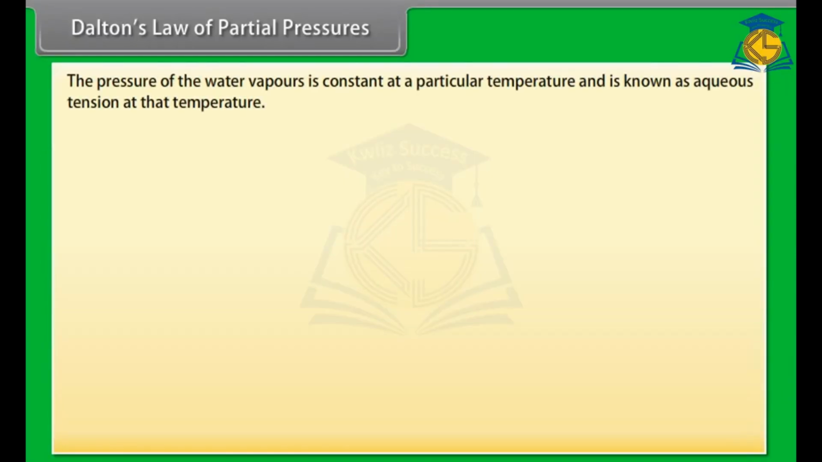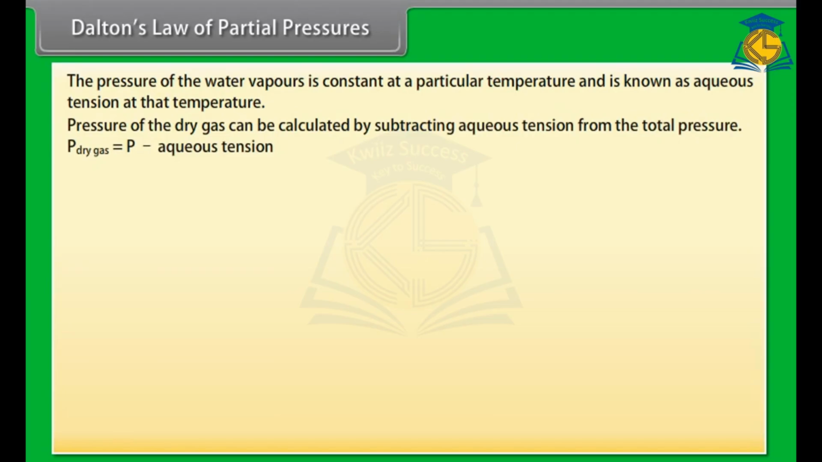The pressure of water vapors is a constant at a particular temperature and is known as aqueous tension at that temperature. The pressure of a dry gas can be calculated by subtracting aqueous tension from the total pressure. P dry gas = P minus aqueous tension.